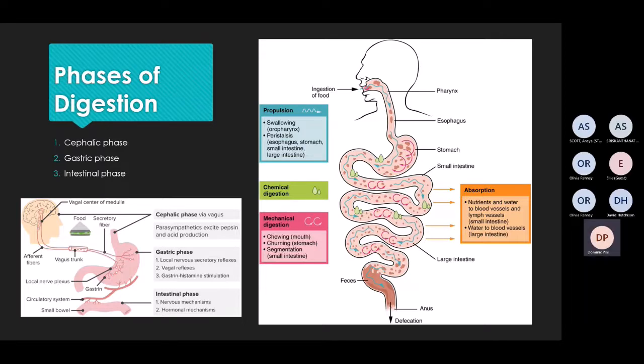However, there's also another phase of digestion, which is another way of looking at it. On the left-hand side of the screen, first you have the cephalic phase. Cephalic means something relating to the head. And essentially the cephalic phase of digestion occurs before you've even eaten any food.